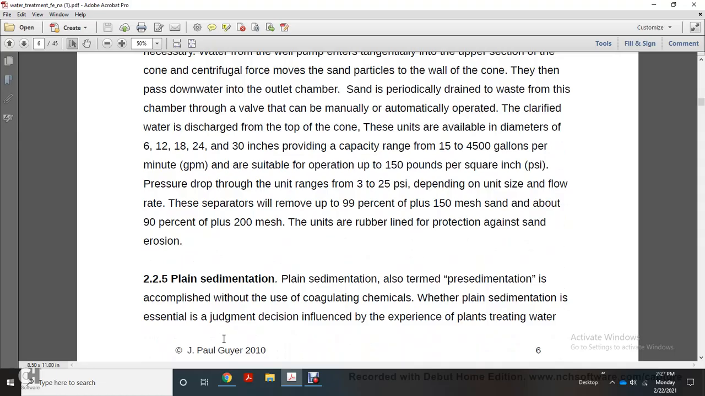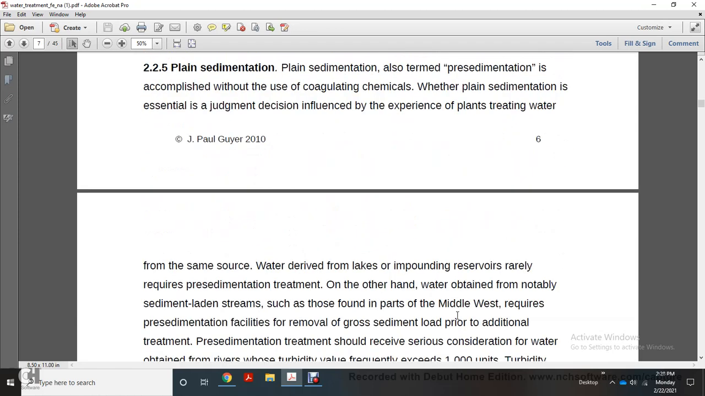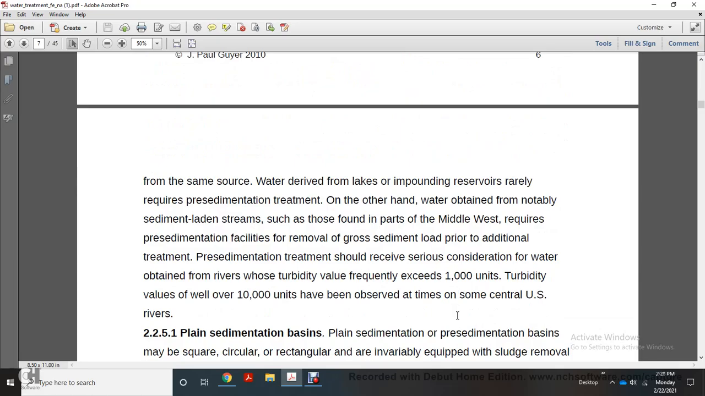Plain sedimentation, also known as pre-sedimentation, is accomplished without using coagulating chemicals. Whether plain sedimentation is needed is essentially a judgmental decision, influenced by experience with plants treating similar water. Water derived from lakes and impounding reservoirs rarely requires pre-sedimentation treatment.